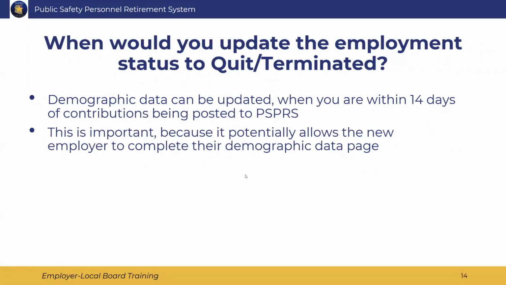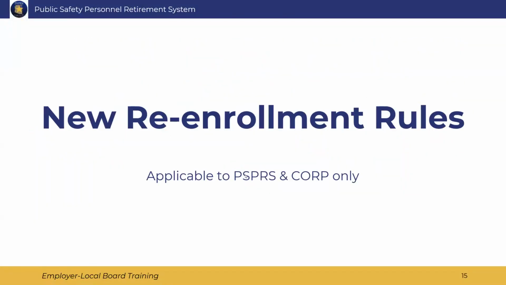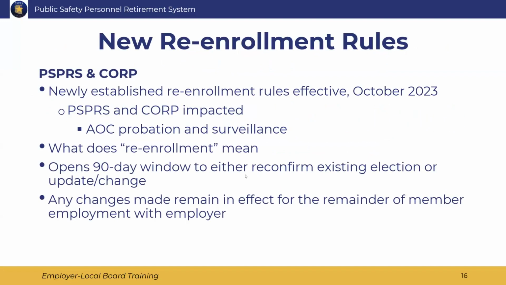So now that you're familiar with the quit terminated in the 14-day period, let's go ahead and take a look at the new enrollment rules that were created in October for our employees. This is applicable to PSPRS employees and CORP only, and that would be, as you see, for our AOC probation officers and our surveillance. So it was established in October of 23.